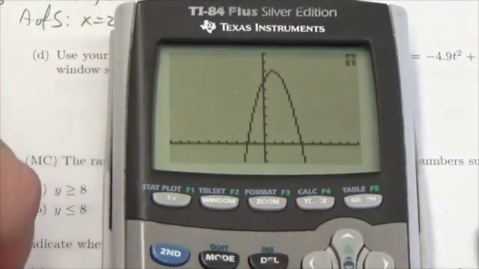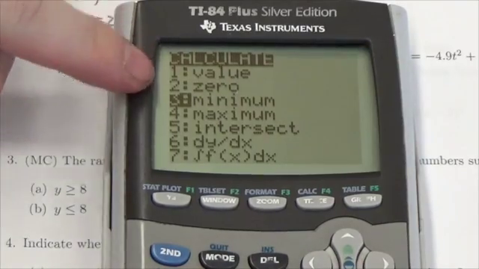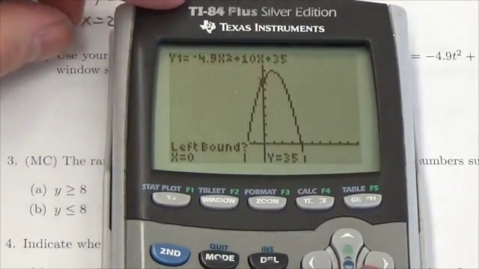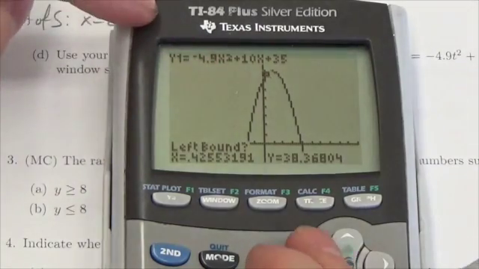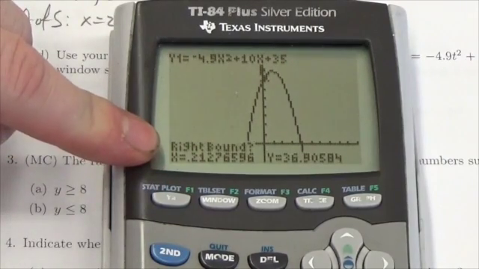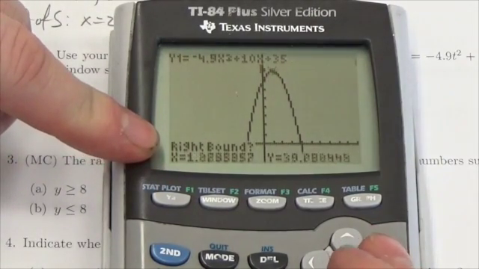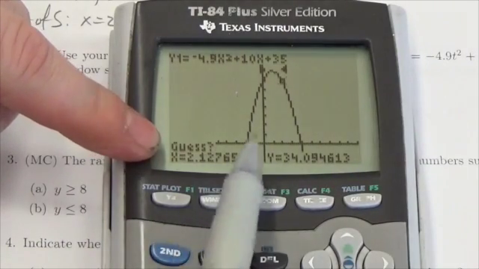The first thing we're going to do here is find the vertex. So I'm going to go second, trace. Okay, and I'm going to go down here, and now I know that the parabola based on the diagram opens down, so the thing that I'm looking for here is going to be the minimum. Now I move my cursor close to the minimum, but I don't have to be right on top of it. In fact, I want to be to the left of it a little bit, press enter. Move the cursor to the right of it a little bit, press enter. Now the calculator is asking for a guess, I'll get there in a second.